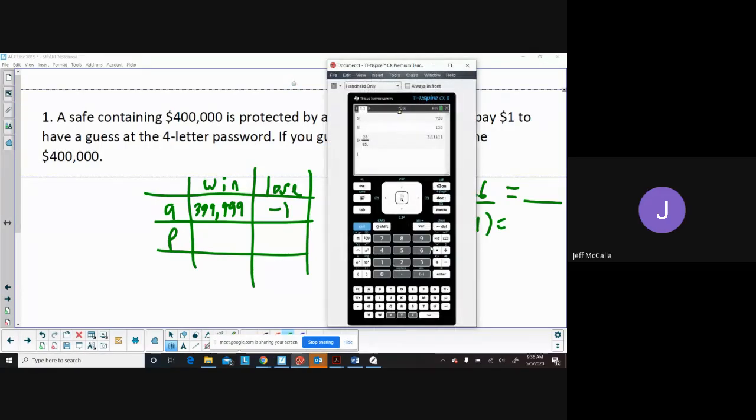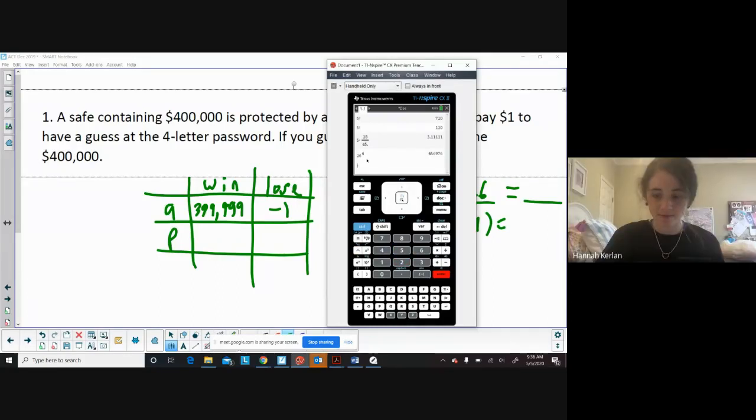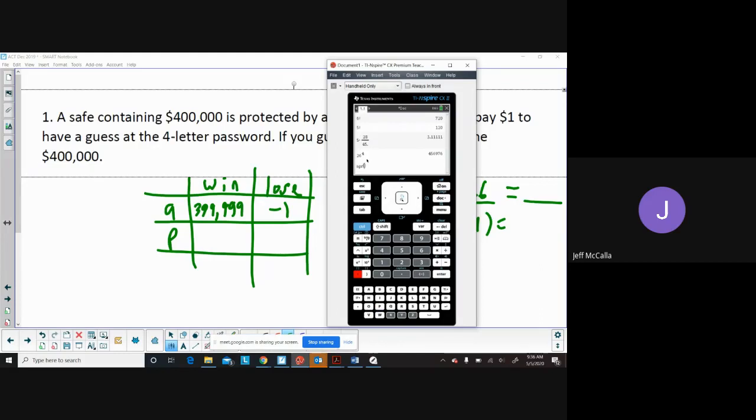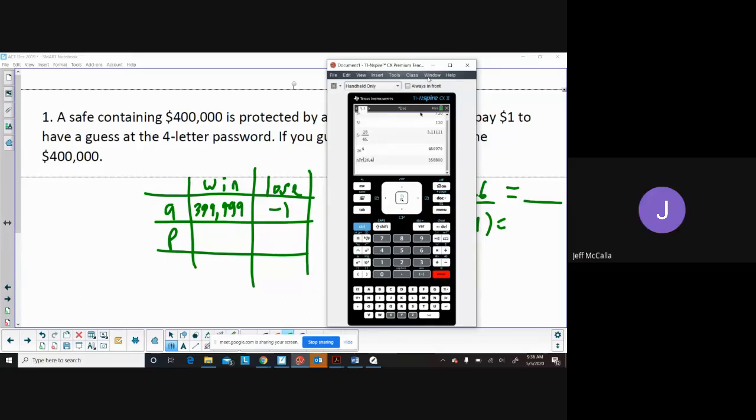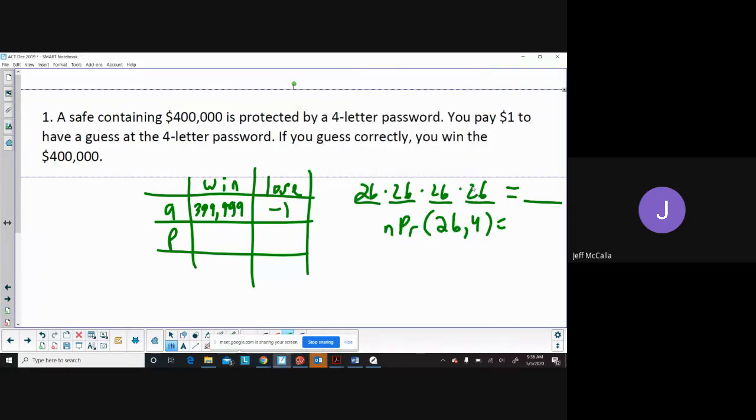So we say 26. I'm going to put it to the 4th power rather than retyping it. That's the same thing as NPR 26, 4. It's not. That's why I was confused. Oh, that's okay. So it's not the same thing.